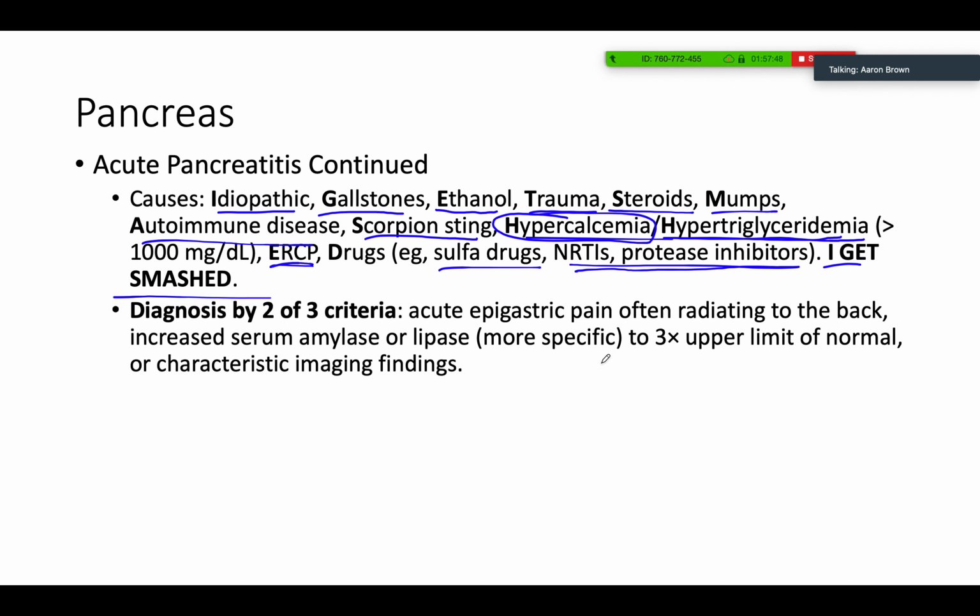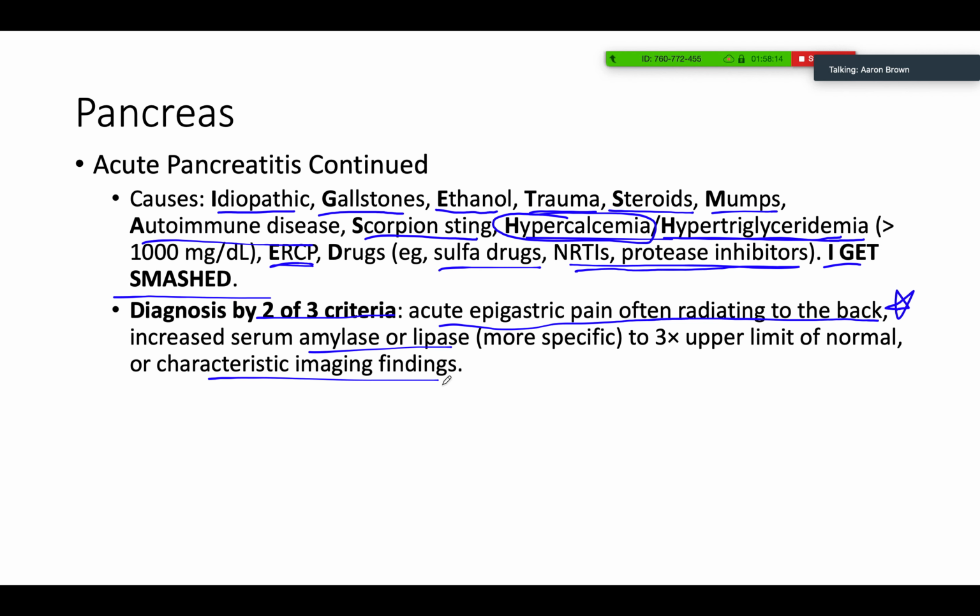How do we diagnose pancreatitis? We need 2 out of 3 criteria, and it is a clinical criteria. So acute epigastric pain radiating to the back. I told you that's important. We can just use this by itself as 50% of our way to diagnosis, just that pain. Can you believe that? All you need after that is amylase or lipase and imaging findings.